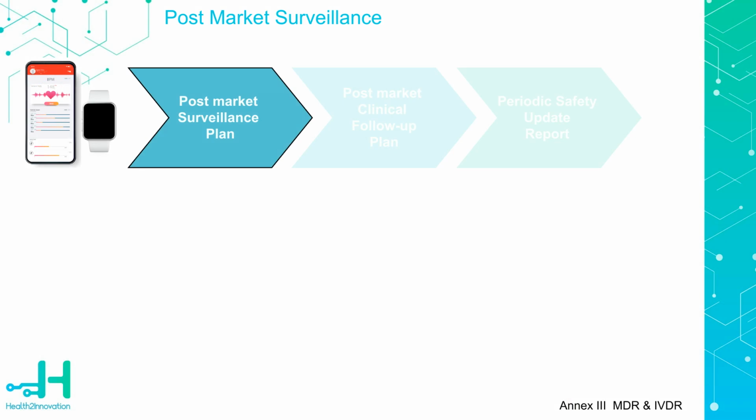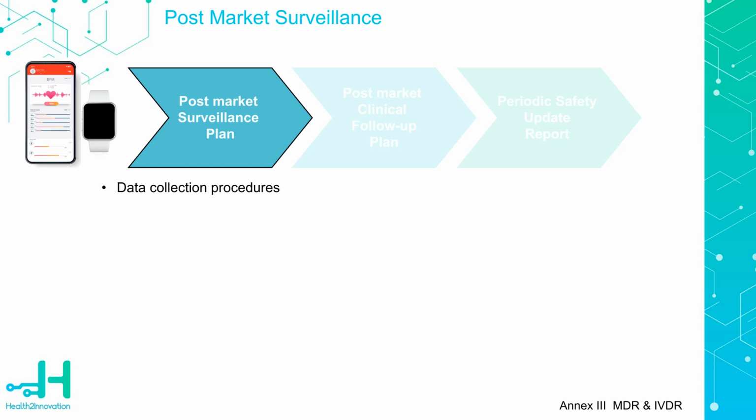The PMSP outlines how data will be collected to monitor the app's market performance. It ensures documentation control and follows data procedures in the QMS. Methods include gathering user feedback, complaints, and clinical studies data. For our example, it details how feedback on false alerts will be collected to identify issues.